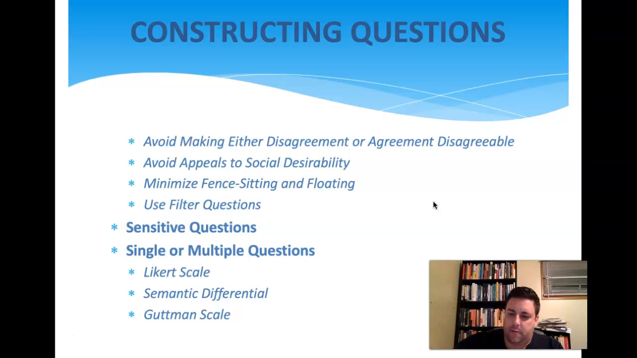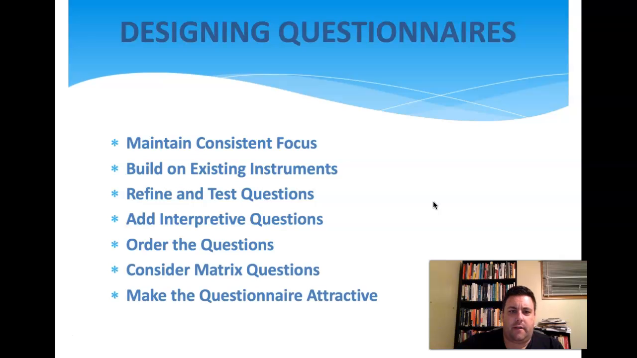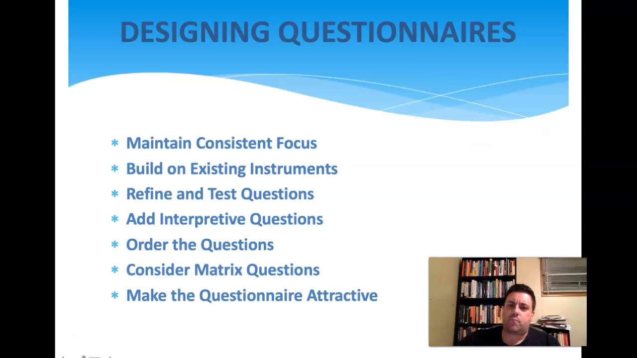Again, you don't want to confuse people, you don't want to overwhelm them, but it sort of depends on the question. So if you're designing an instrument, which you may need to do for your capstone projects, you can adapt an existing instrument, but you do want to keep it focused. You don't want to ask in 20 questions information that you could get in 10.